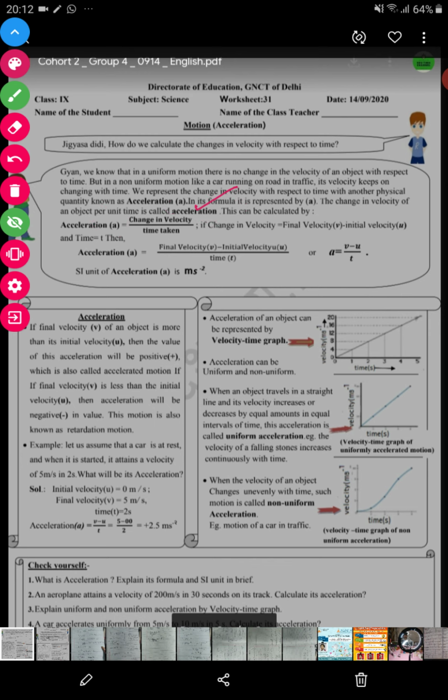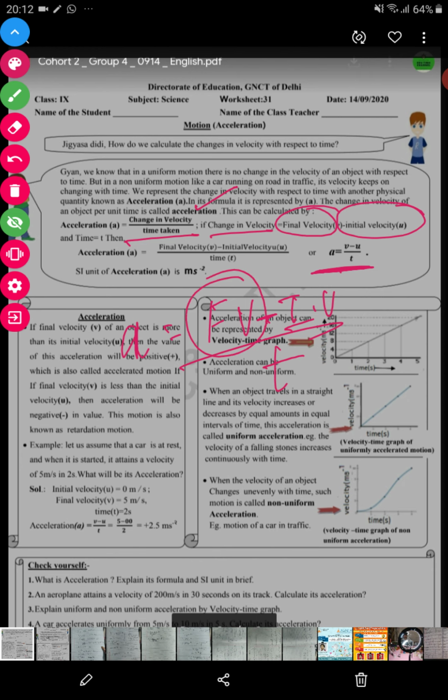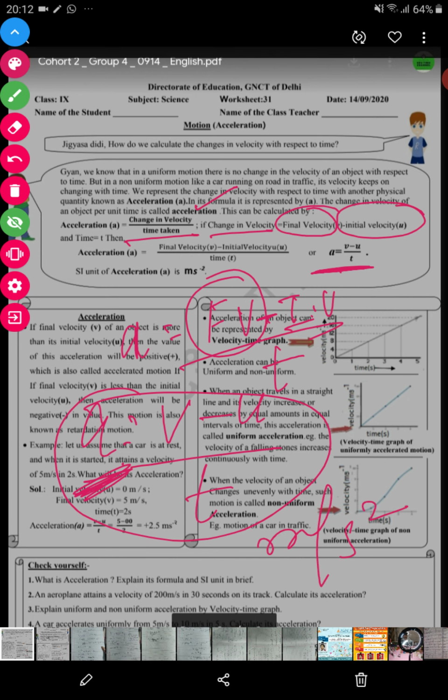And change in velocity and time taken. Change in velocity is what? Final velocity minus initial velocity with respect to time t. Means we have a, acceleration, is equal to final velocity minus initial velocity with respect to time, that is, final velocity represented by v, initial velocity represented by u, divided by t. This is how we can calculate acceleration, and the unit of acceleration is meter per second square, right?